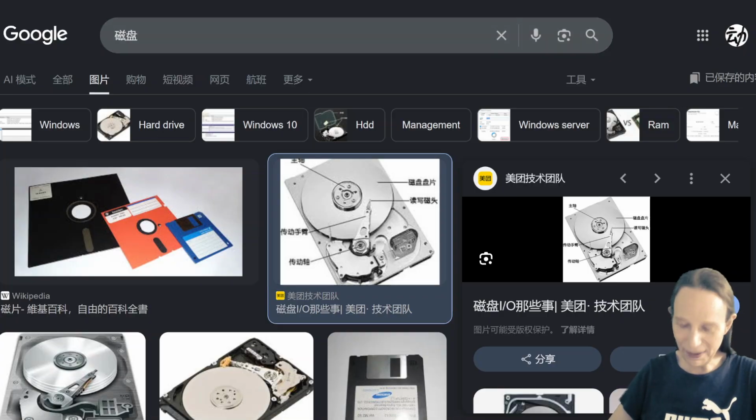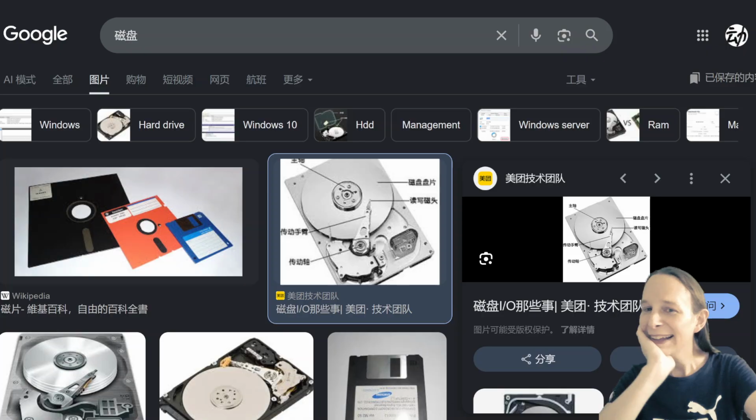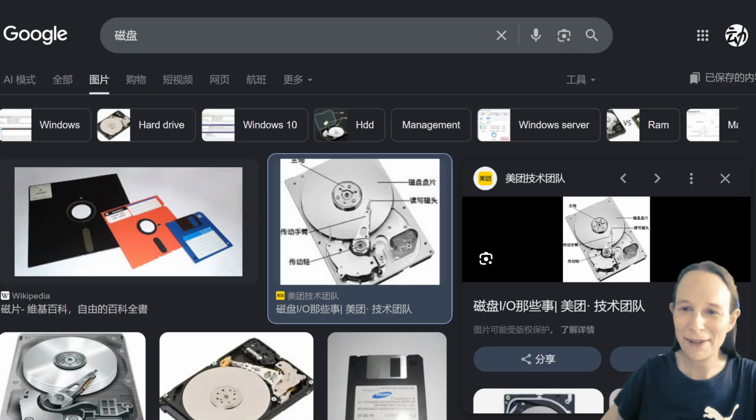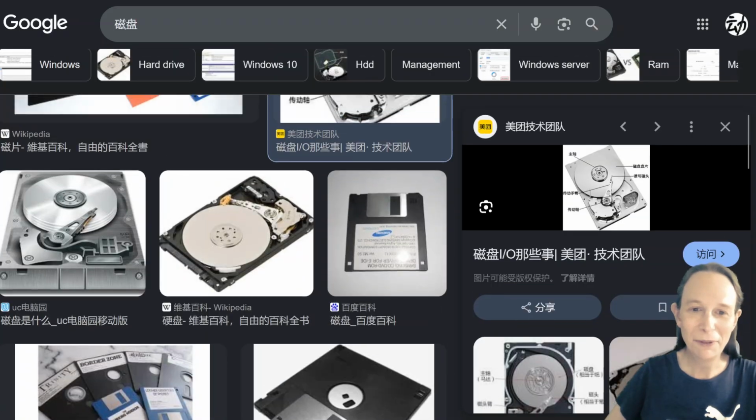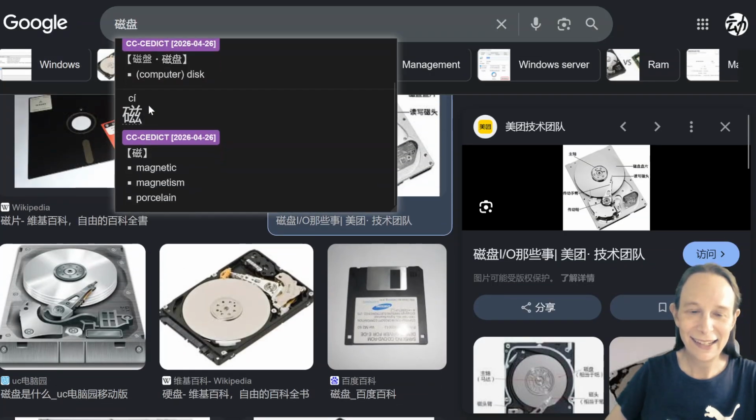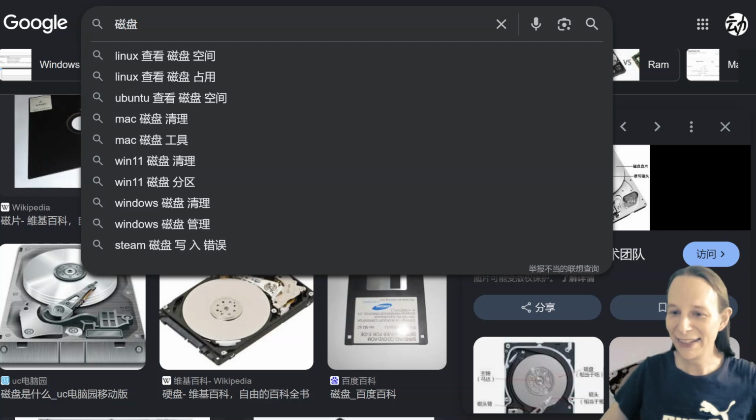All right, and that's basically it. That's all the words. Now you know all the words using the word magnetic. Actually, I'm going to check, see if there's any more. Oh, there's a few more.